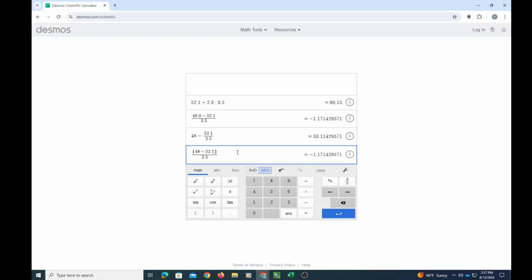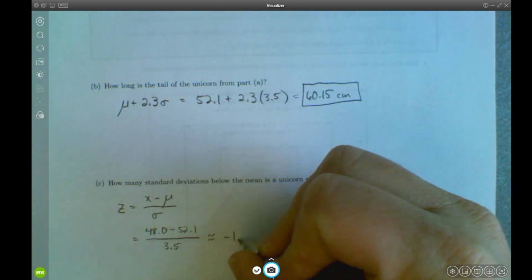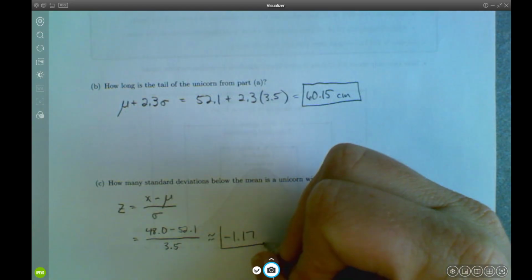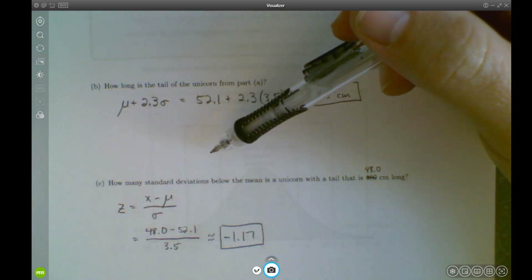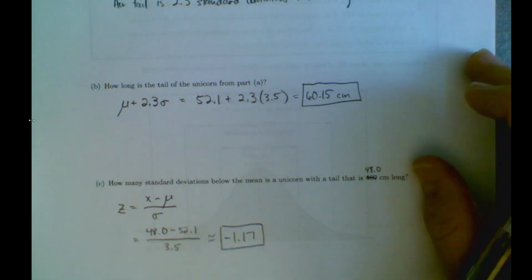But just make sure that at the end of the day, what you type into Desmos matches what was on your paper, okay? So our answer should be negative 1.17. We usually round z-scores to 2 decimal places, so we'll call it negative 1.17. So how many standard deviations below the mean is a unicorn with a tail that is 48 centimeters long? Well, it's 1.17 standard deviations below the mean. Okay? And that's how the z-score works.